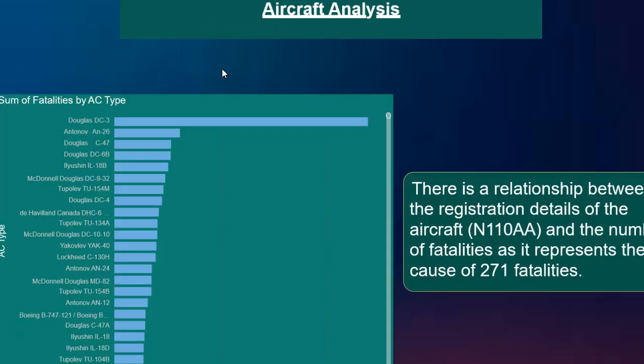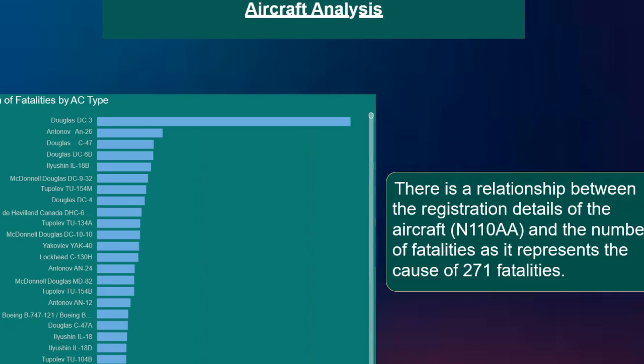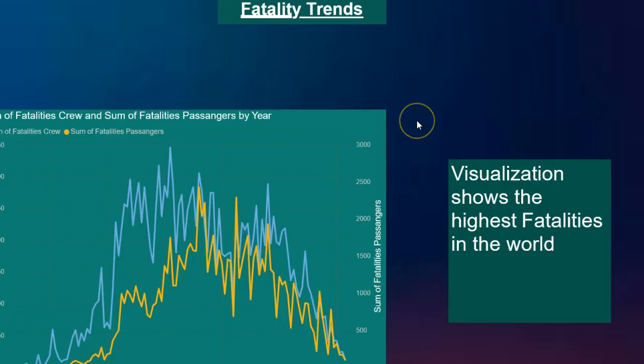Next is the aircraft analysis. Here, we can see that there is a basic relationship between the registration details of the aircraft and the number of fatalities, and it represents the cause of 271 fatalities.